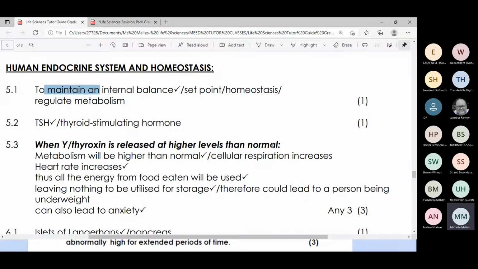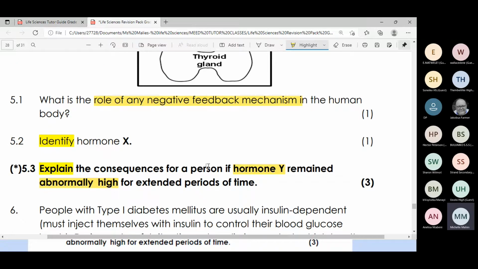Metabolism is higher than normal. Heart rate will increase. Thus, all the energy of food is used, leaving nothing to be utilized for storage. That means it could lead to a person being underweight, and can also lead to anxiety. If we go back to the question, this could be very confusing.